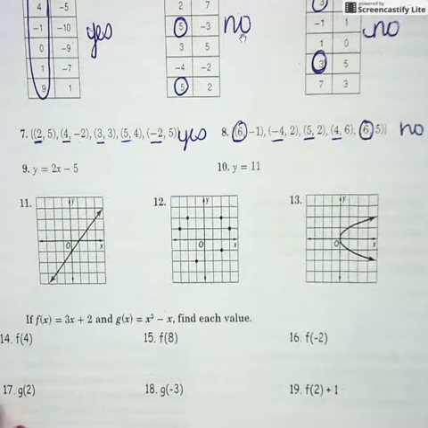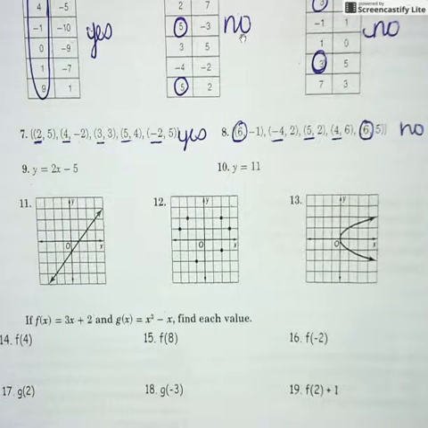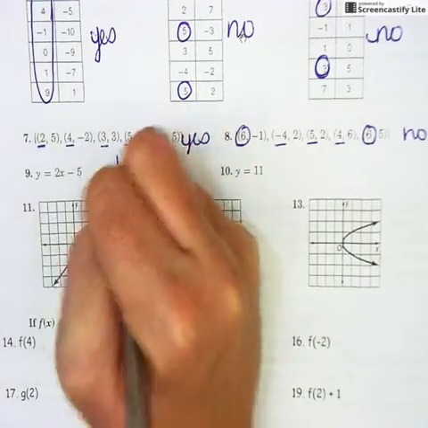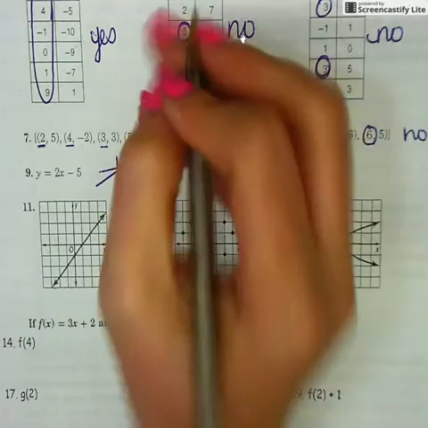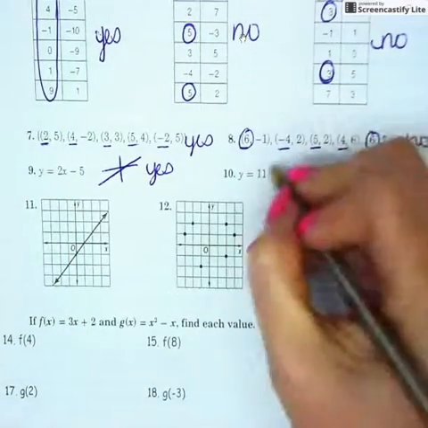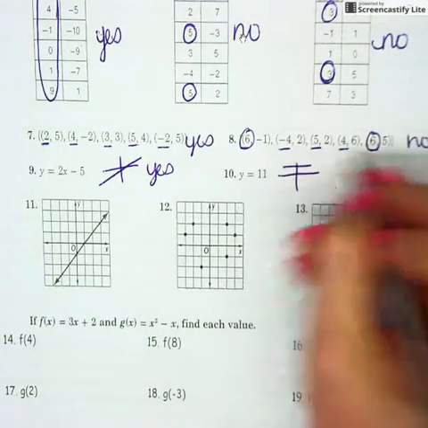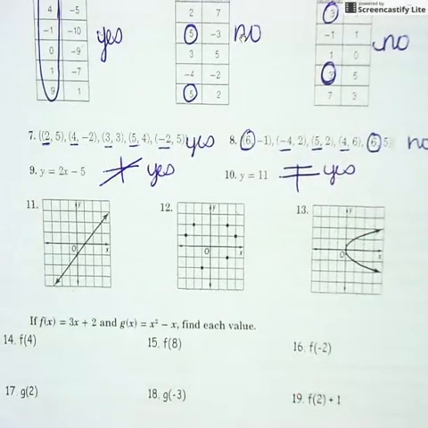All right, the best way to tell on the next 2 is going to be to graph them using your calculator, or you can make a set of ordered pairs. The graph for the first one is just going to be a line that looks something similar to this, so that is going to be a yes. And the same thing here, that is a horizontal line, so that is also a yes.